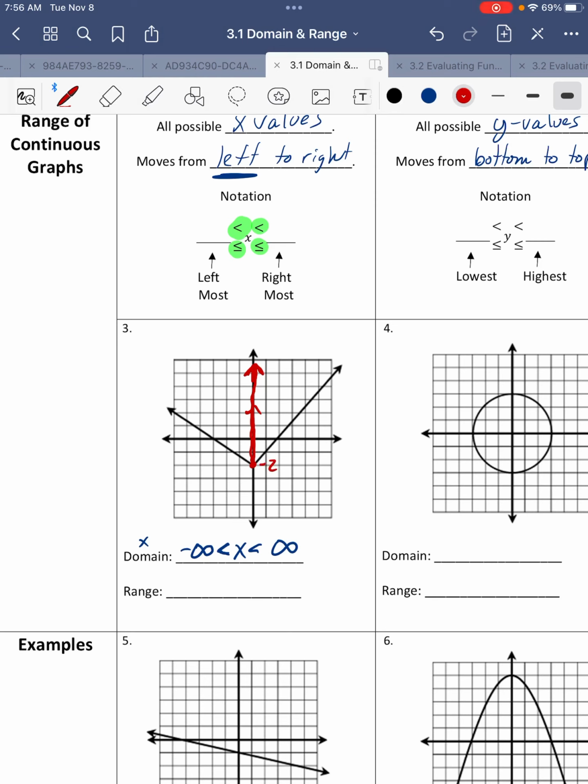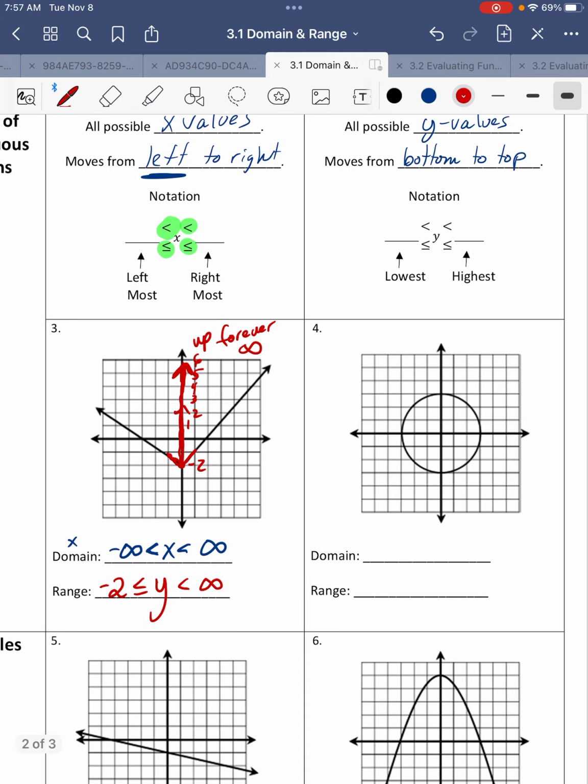This is at -2, so the range is going to start at -2. There is an actual point of the V. That's the little minimum point of the V. There is an actual point there, so it's going to be equal to y, and then it's going to go up forever. Up is positive numbers on the y-axis, and positive and forever is infinity. So it's going to be positive infinity. You can't get to infinity, so not equal to.